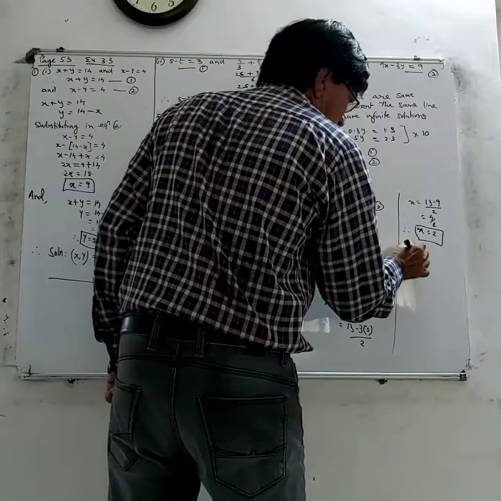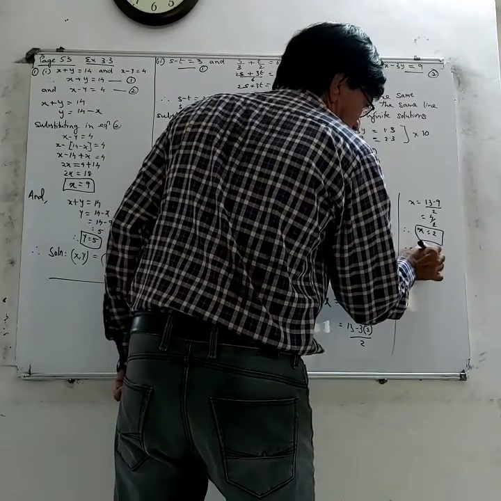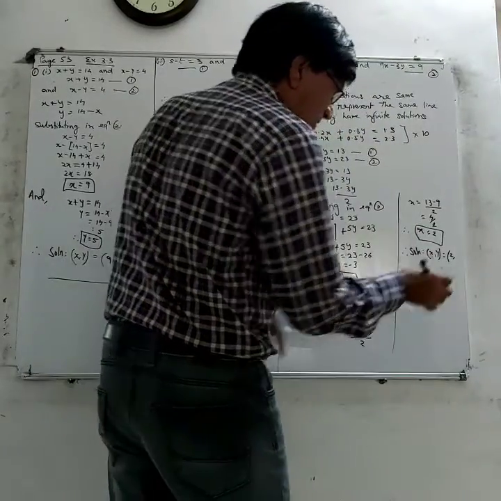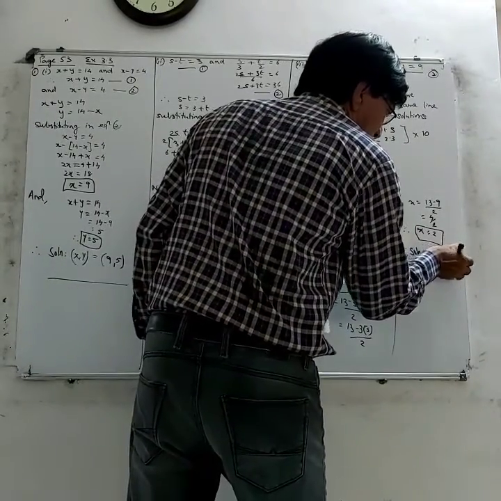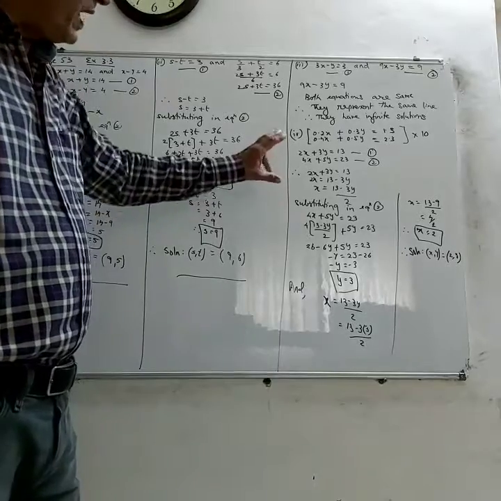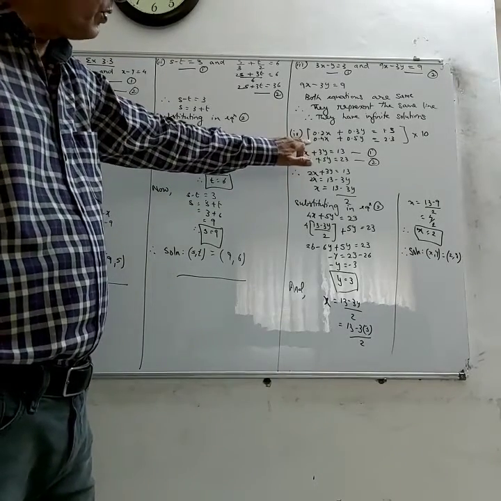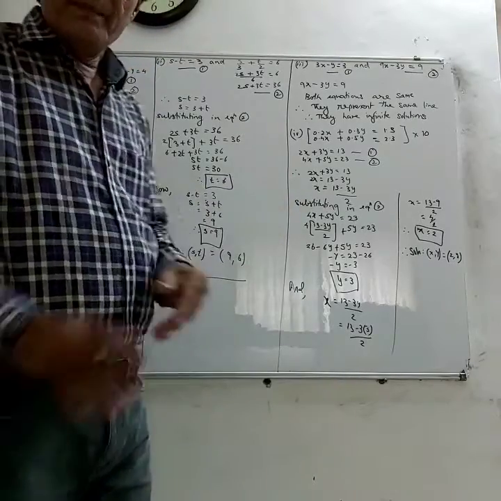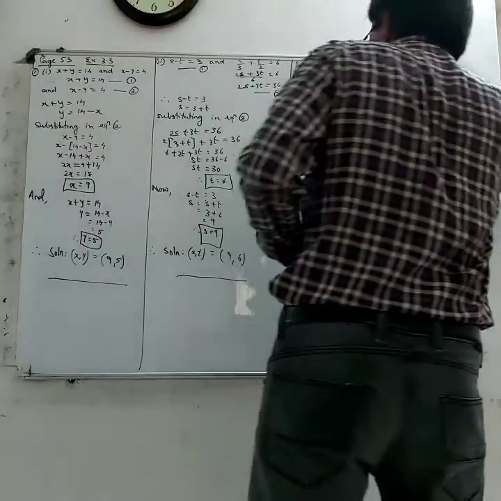And therefore, the solution is x is equal to 2 and y is equal to 3. All you have to be careful about is the decimal points. Convert the decimal points by multiplying by 10. It will become easier. Now let's go ahead.